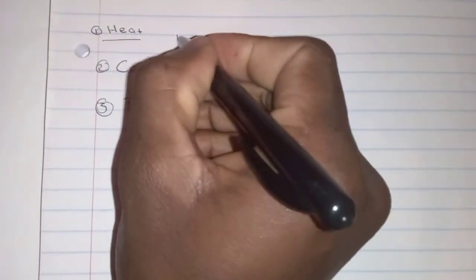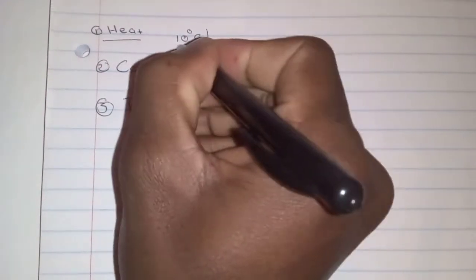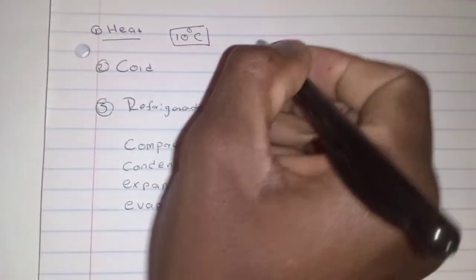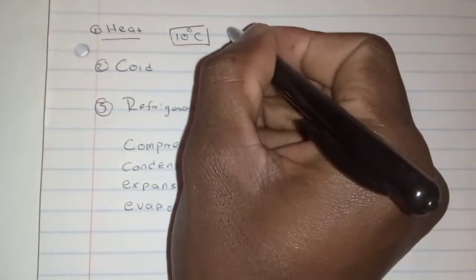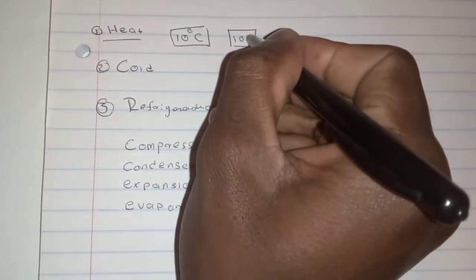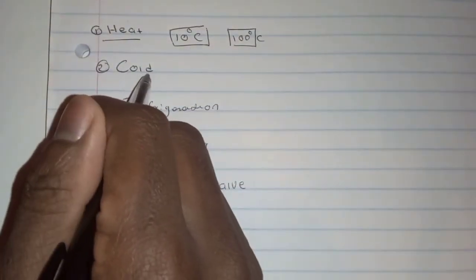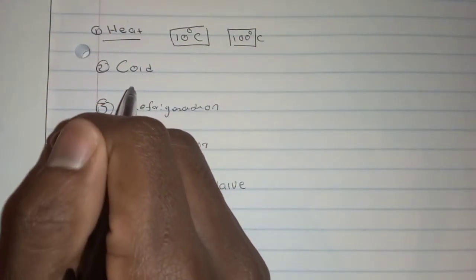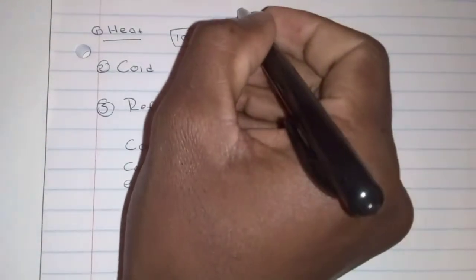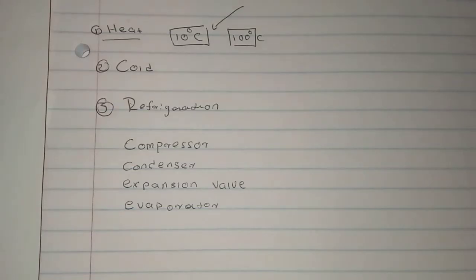So if we have an object that is 10 degrees Celsius, and we have another object at 100 degrees Celsius, there will be a transfer of heat energy. Where will the heat energy be going from and to? It will always go from the object with a high temperature to the object with a lower temperature. Always heat will travel in that direction, from the high temperature object to the lower temperature object.